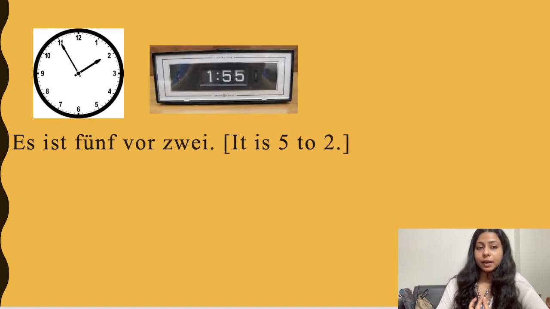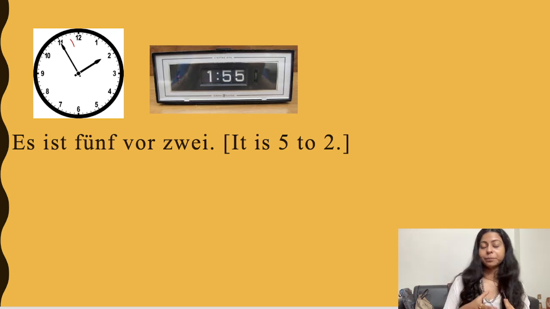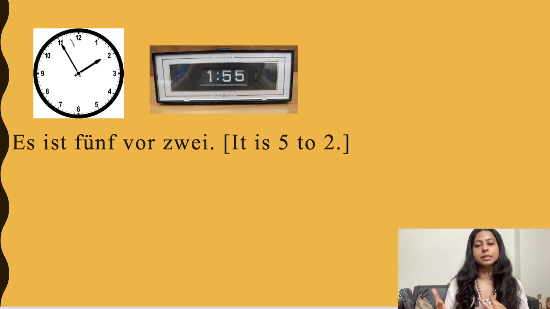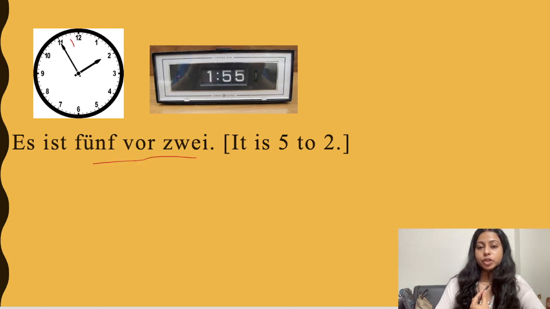Now 1:55, it would be "es ist 5 vor zwei", which is "it is 5 to 2", because only 5 minutes are left to 2. As you must have noticed, the word "vor" is used to represent "before", or in the timing context, "to" any hour. So for example, here "es ist 5 vor zwei" means it is 5 to 2. That means 5 minutes are left to 2 o'clock.